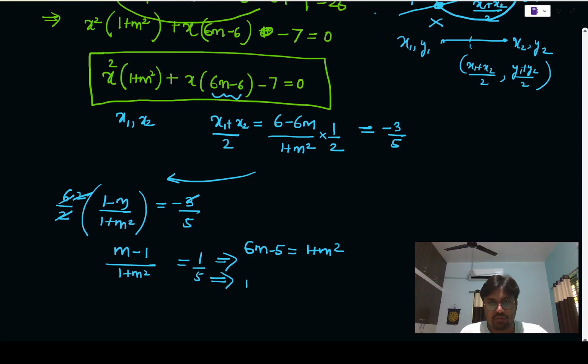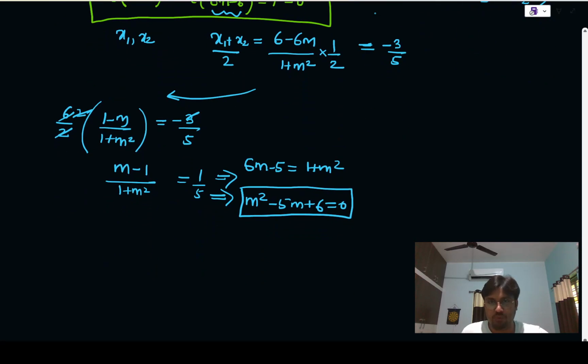Let's bring everything to one side. We have m square minus 5m plus 6 equals 0. This is a really famous, well-known equation. We can directly factorize it into m minus 2 into m minus 3 equals 0. That means that the values of m are 2 and 3.